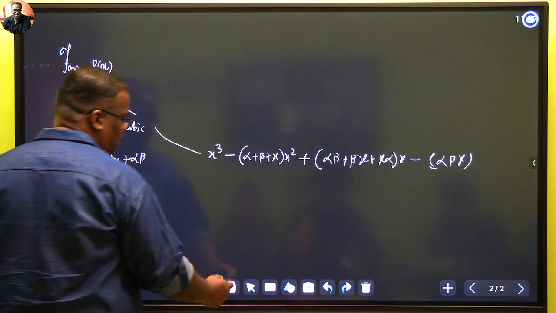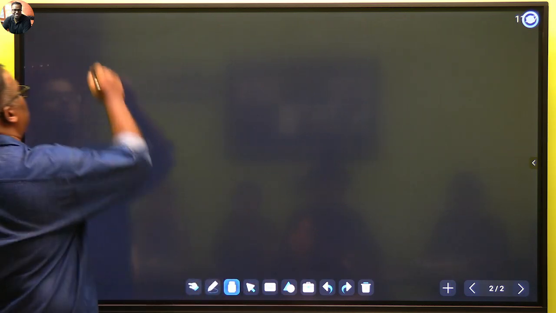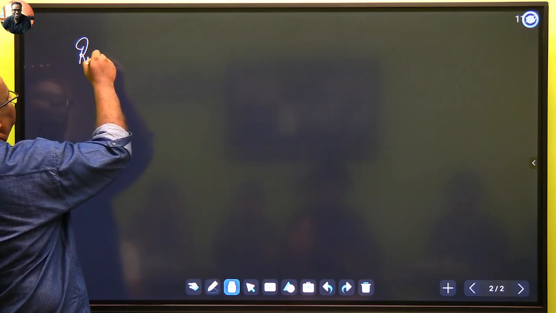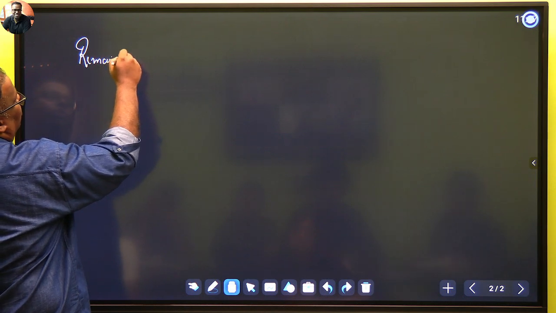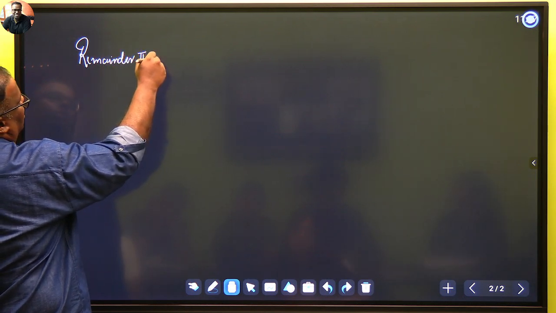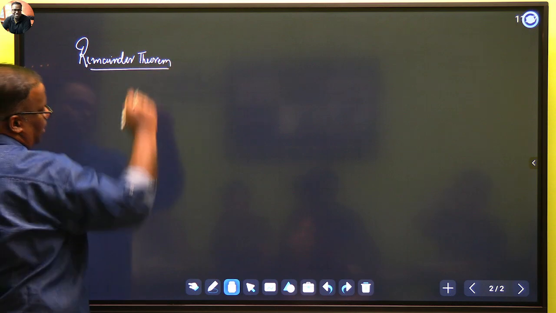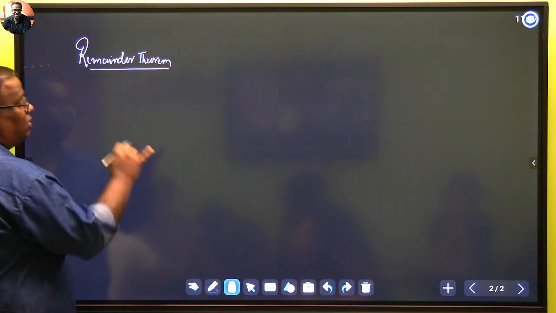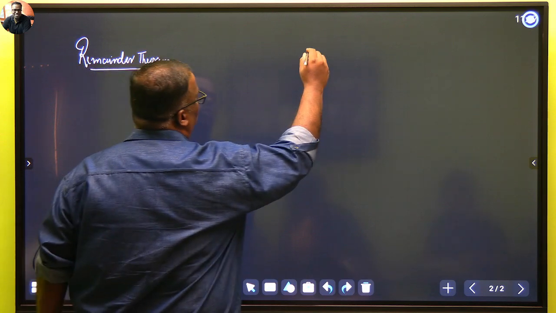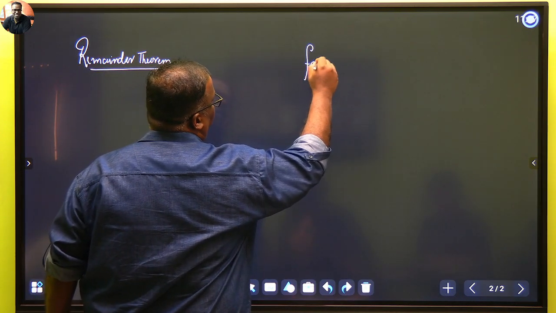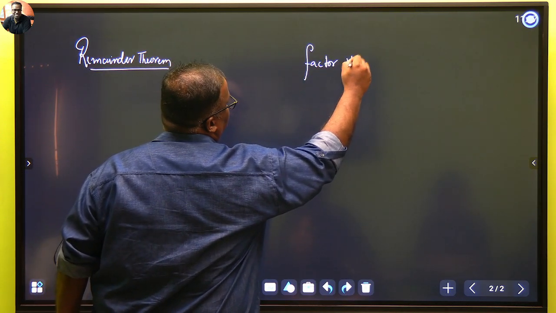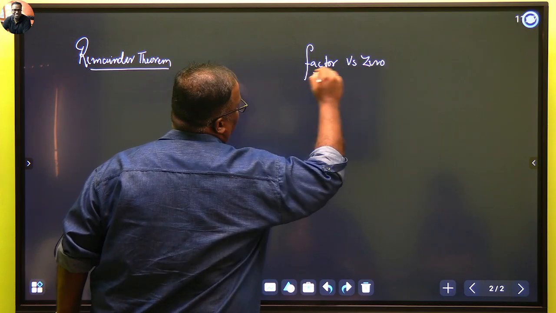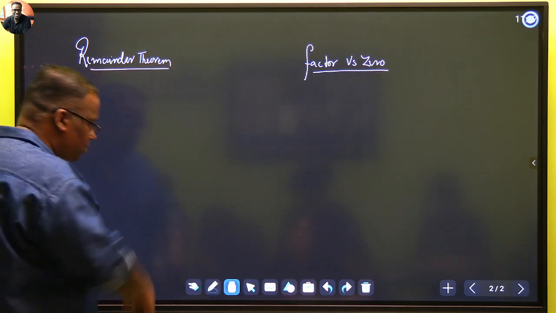You should also have a glimpse and knowledge because it will be used of remainder theorem. Remainder theorem. And this is the last part of the chapter of Gyan part. Remainder theorem and factor versus zero. Some Gyan on these things. Okay. Remainder theorem. Now.